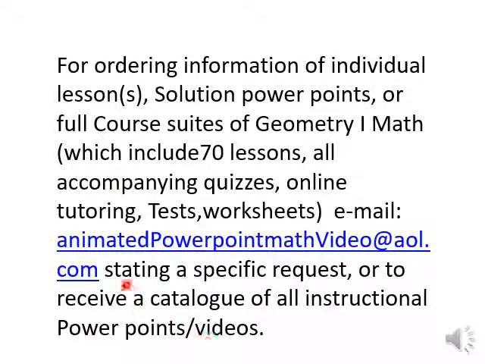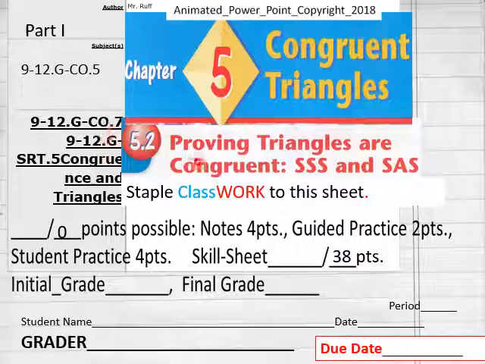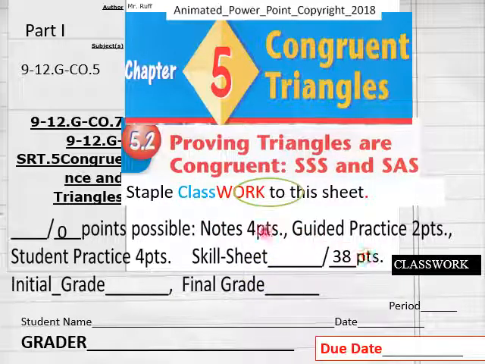Hello everybody, getting ready to do lesson 5.2 of Geometry 1 Math, Part 1. 5.2, Proving Triangles are Congruent, SSS and SAS. We got a 38-point skill sheet here for classwork, and we have a 0-point notebook sheet. Here is the standard for this lesson.